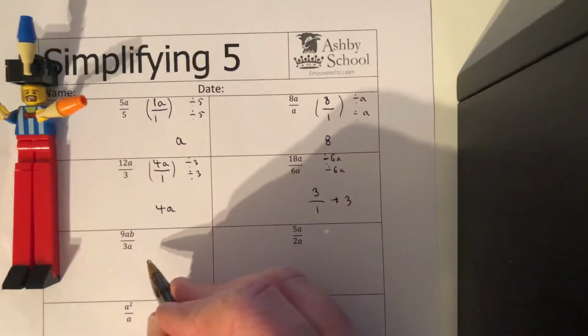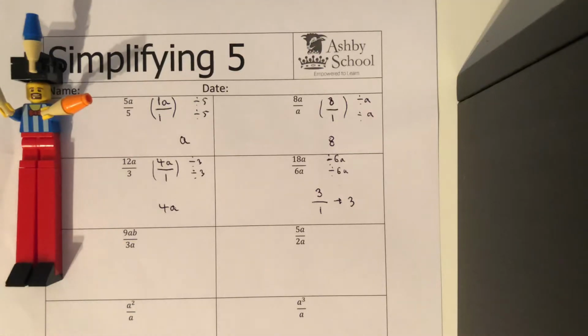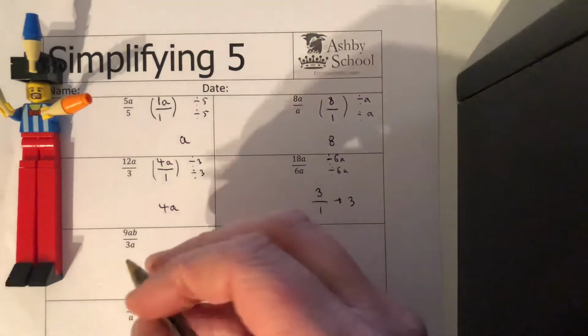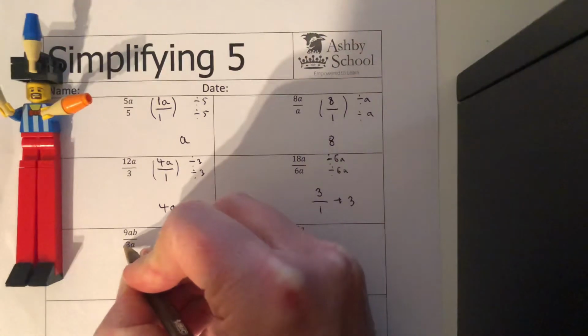Okay, moving on, 9ab over 3a. Obviously, they're getting a little bit trickier, right? Again, in my head, I'm thinking numbers first, then deal with the letters. So here, 9 and 3. Basically, I can cancel out a 3. So what you'll often see me do is actually cross out like this.